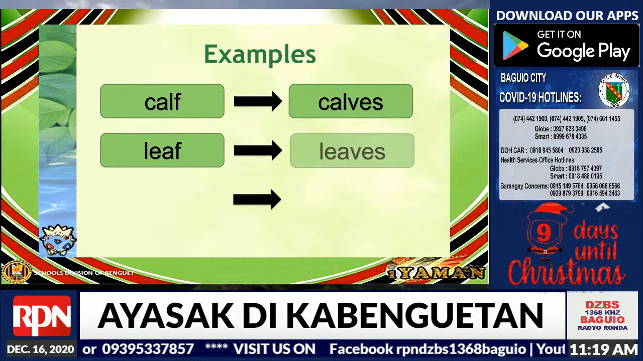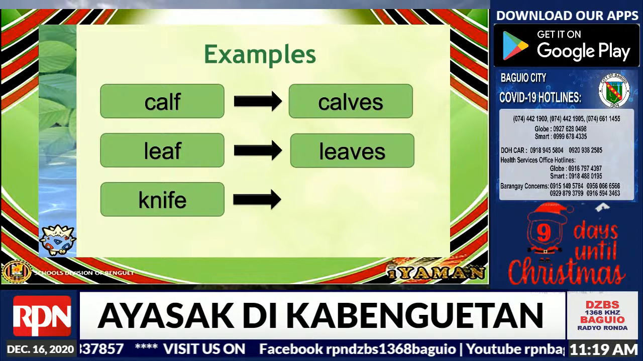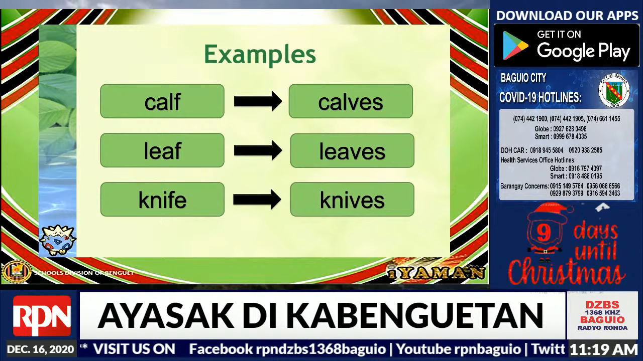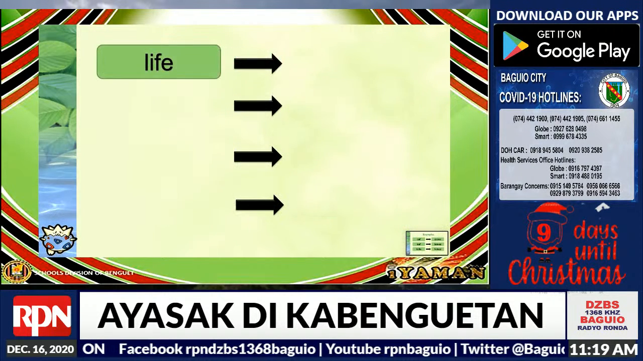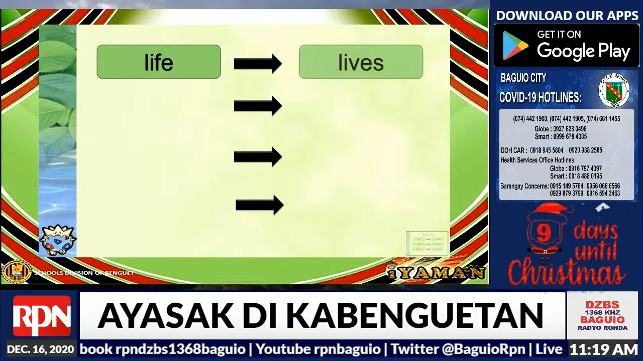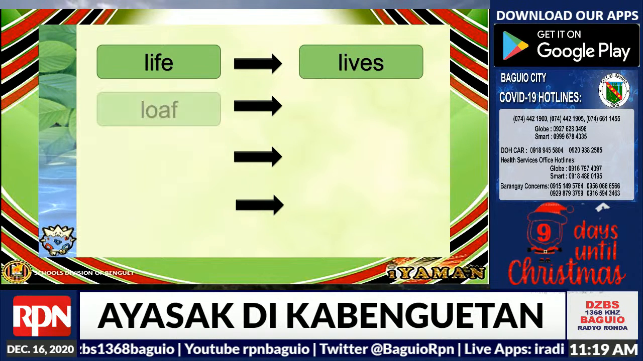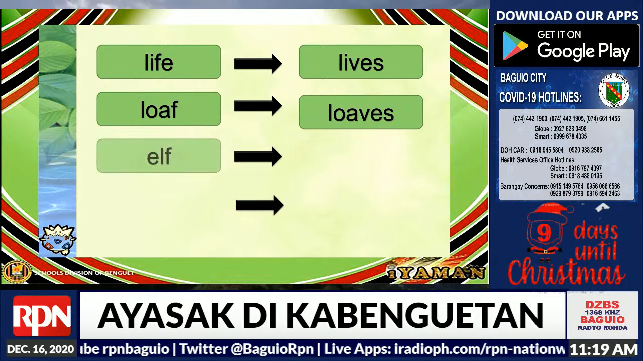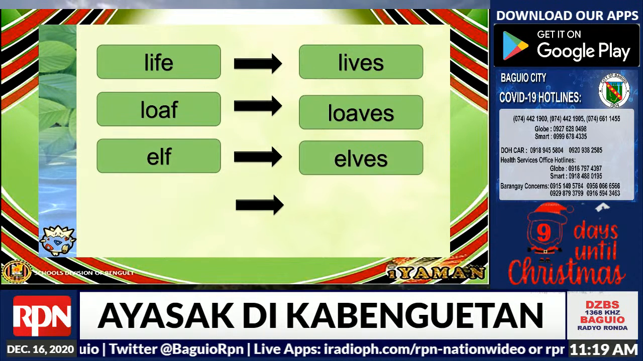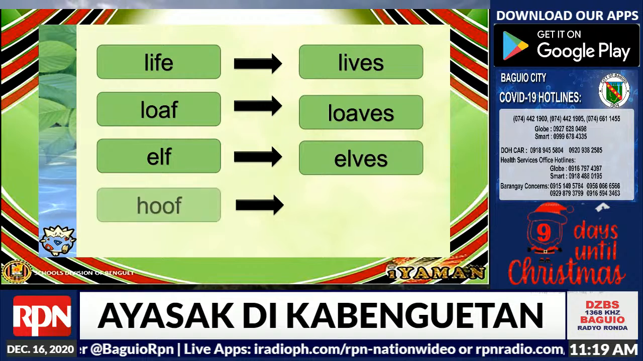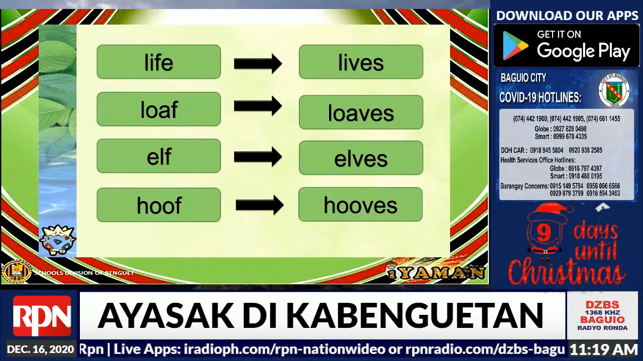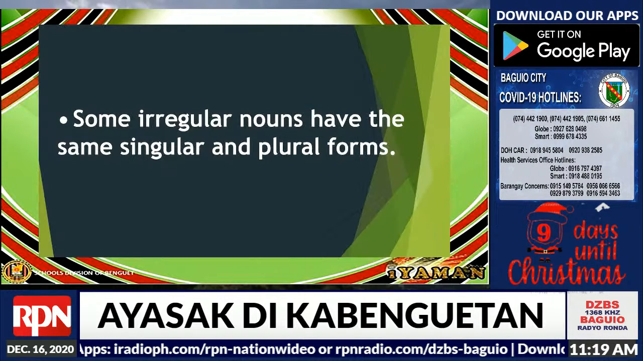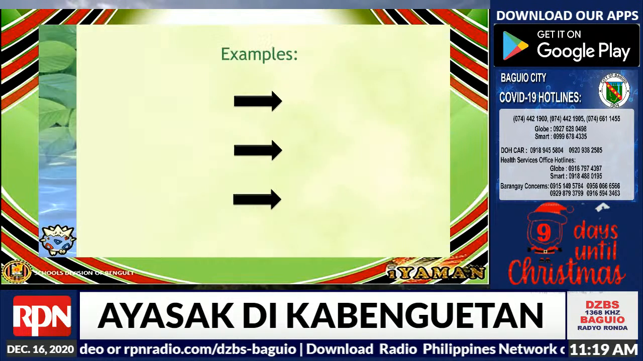Leaf, leaves. Knife, knives. Life, lives. Loaf, loaves. Elf, elves. Hoof, hooves. Some irregular nouns have the same singular and plural forms.